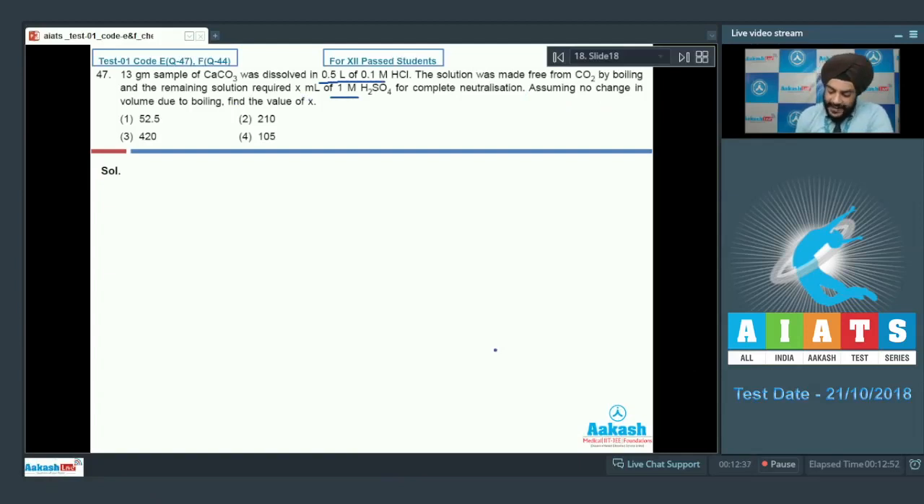So students, we have two different acids in our system and only one base in our system. So in order for complete neutralization to take place, the total MEQ of base shall be equal to the total MEQ of the acid. So we have 13 gram sample, so we can convert it into moles. Its molar mass is 100, so its moles will be equal to 0.13. N factor of CaCO3 is equal to 2. And we are dealing in terms of millimoles, so we have to multiply this by 1000.